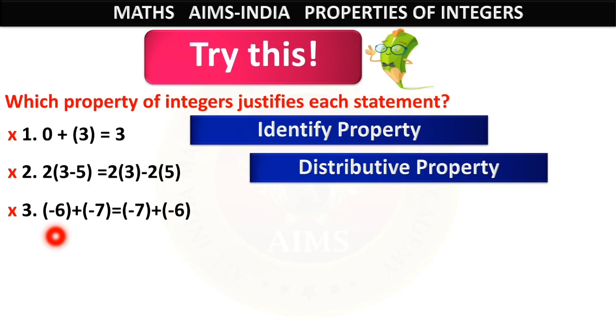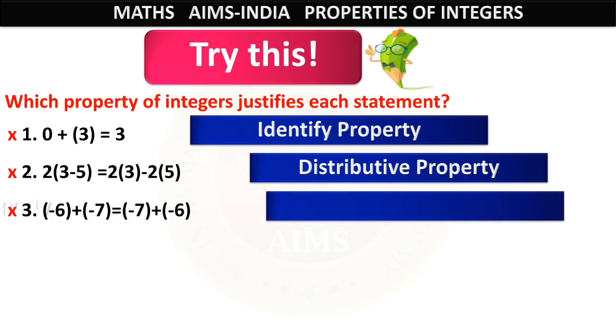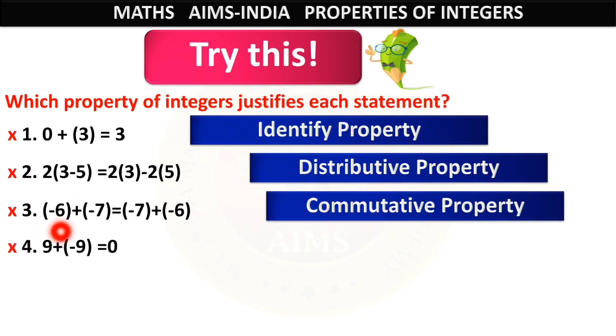Coming to the third statement, minus 6 plus minus 7 is equal to minus 7 plus minus 6. Now which property is this? See, the order of the numbers is changed. So this is commutative property. Though the ordering of the numbers is changed, the answer should be the same. So this statement justifies commutative property.